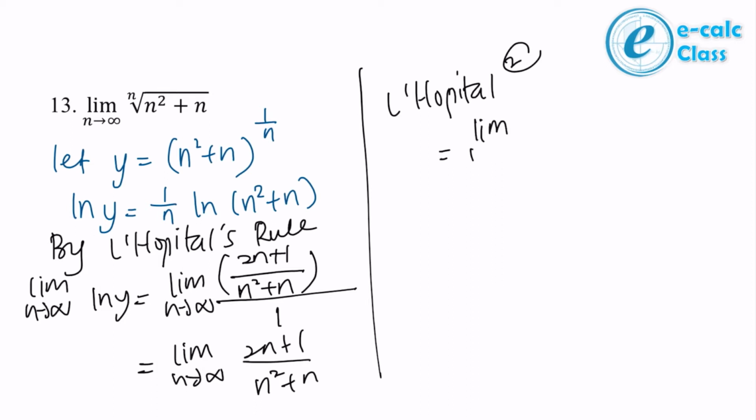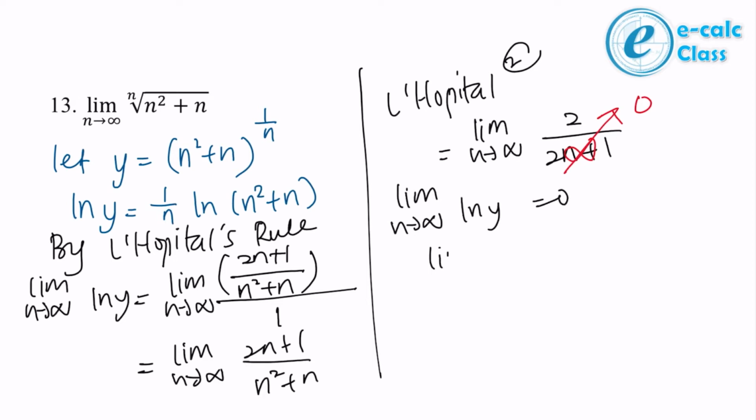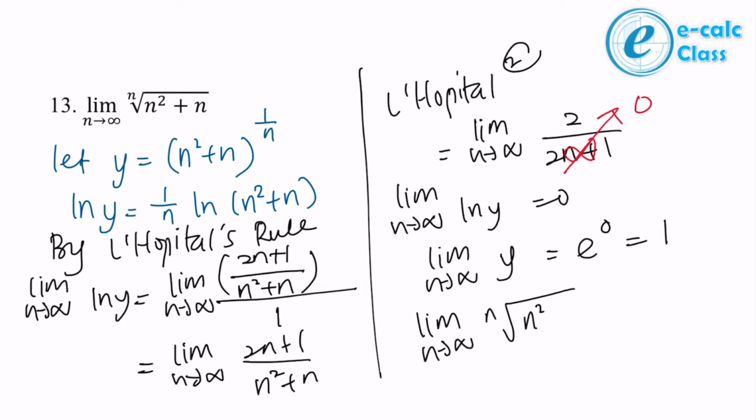So L'Hopital's again, we have a 2 on top, 2n plus 1 at the bottom. This time, if you put in infinity, the whole thing here will be infinity, hence it will be 0, because a very small number over a very big number should be 0. Hence, the limit as n approaches infinity of ln y is 0, so the limit as n approaches infinity of y is e to the 0, which is 1, and that's the answer. The limit as n approaches infinity of the nth root of n squared plus n is equal to 1, finish.